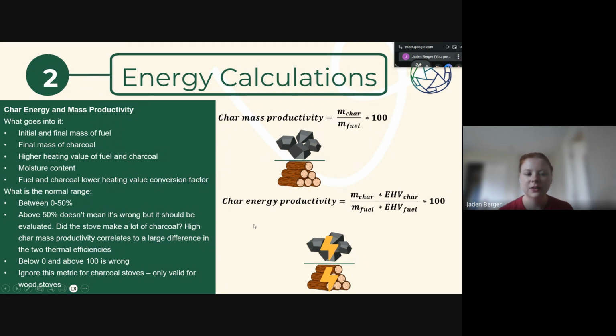Again, if it's below 0 or above 100, because this is a percentage, it's going to be wrong. So there's something that you need to fix. And for charcoal stoves, there is no char mass productivity since you're starting with charcoal. So it's only valid for wood stoves that are converting wood or other fuels into charcoal.